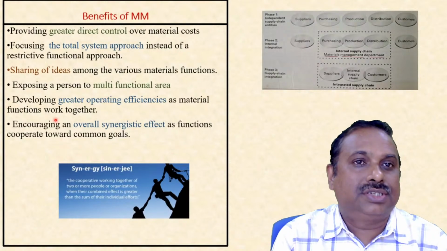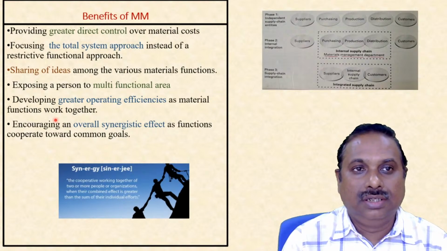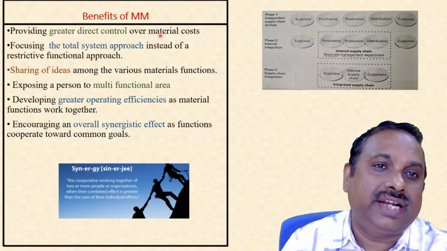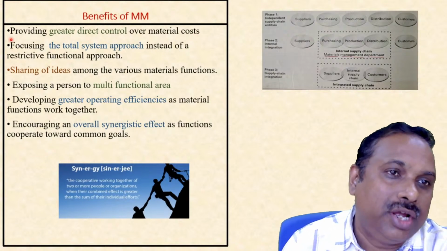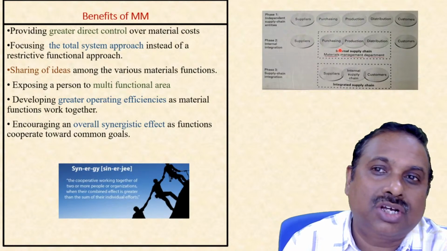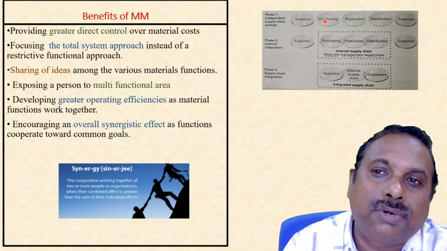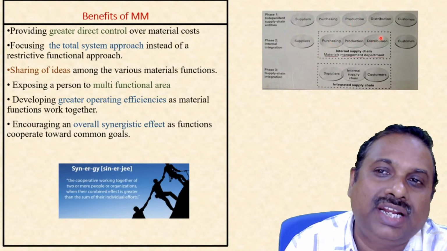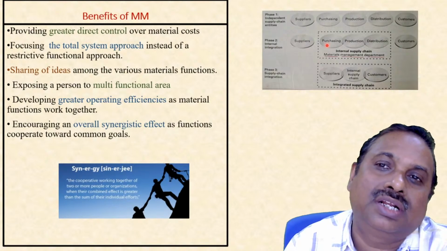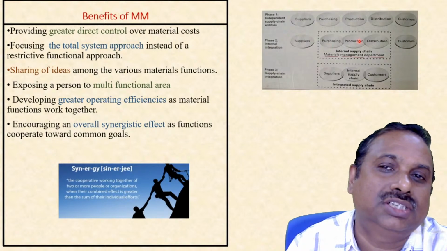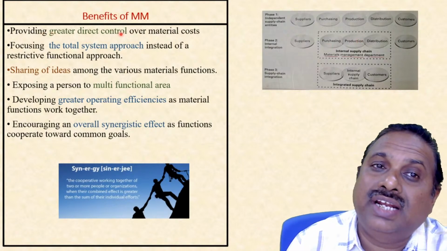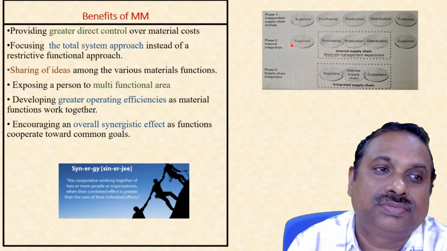Coming to the benefits of materials management, it provides greater direct control over material cost. We want to reduce material cost, so it provides greater direct control, because earlier purchasing, production and distribution were separate. We were acting as separate entities. Here we club them together, we integrate. So purchasing people are able to know about production, and distribution people also know about purchasing and production. So greater direct control over these materials.